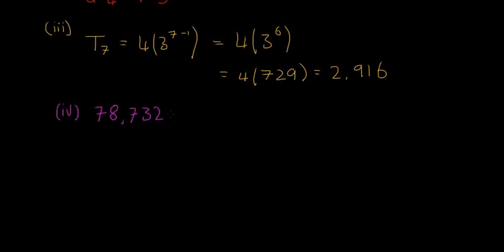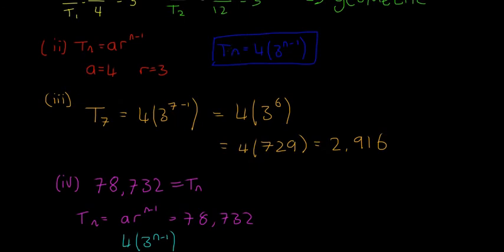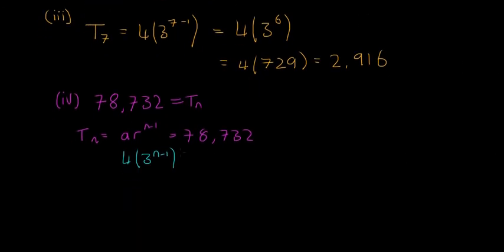So the method we're going to do is we're going to say that's equal to t of n. Or another way of saying that, so I'm going to write that. We're going to have t of n is equal to a multiplied by r to the power n minus 1 is equal to 78,732. But we know what a and r are, so we can rewrite this. We can say that's 4 multiplied by 3 to the power n minus 1. So that is our t of n that we found earlier for this particular sequence, and we're going to let that equal 78,732. And now we have to solve this.